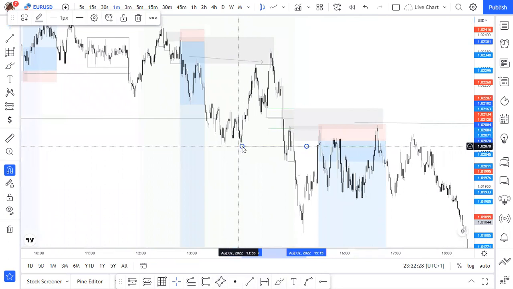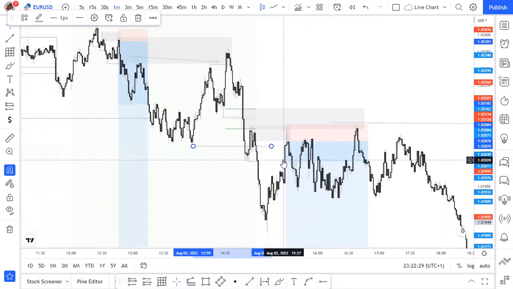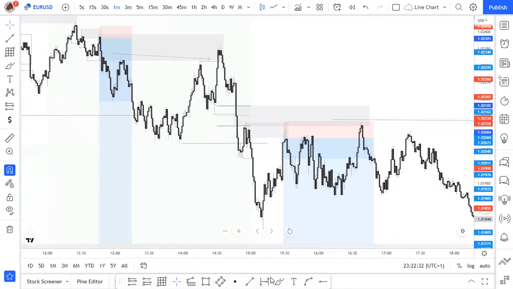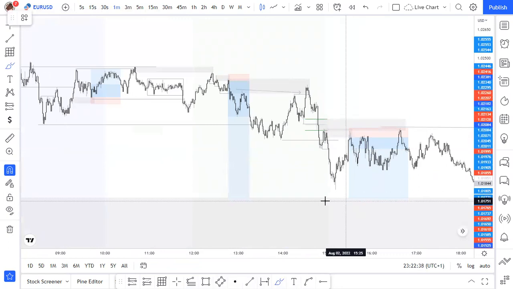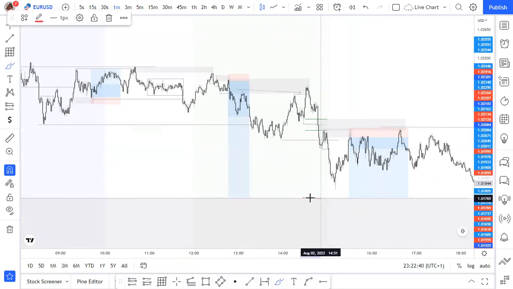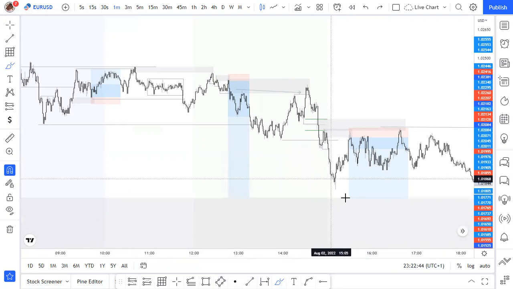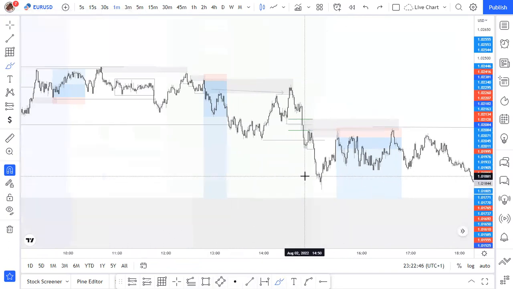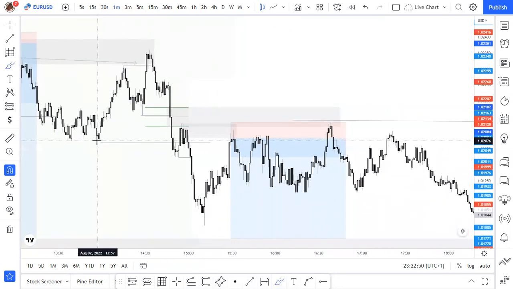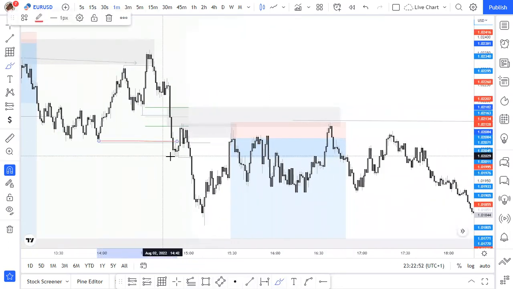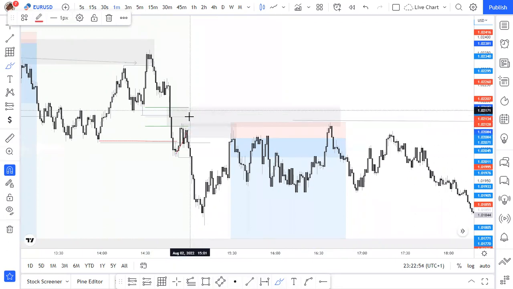So when we had this break of structure here, the reason I say it's risky is because we are almost down. We are very close to the demand range here. So I just wanted to take the sell because it looks good. So here we had our break of structure. Price pulled back. We have our lower high.